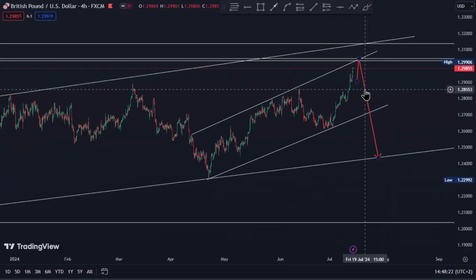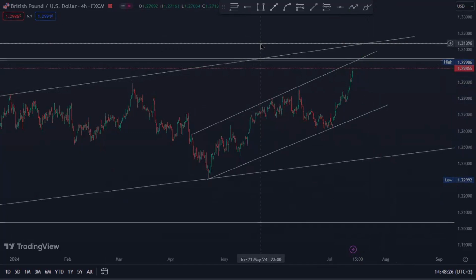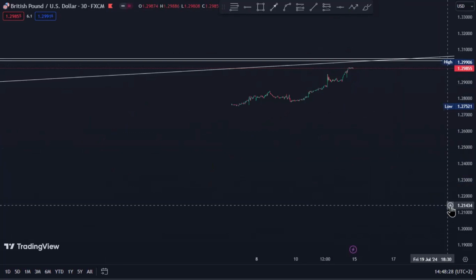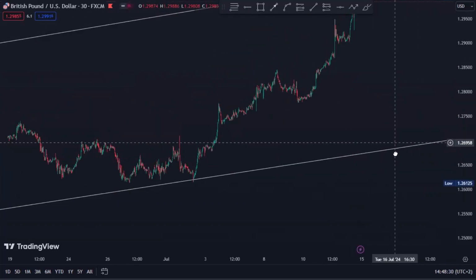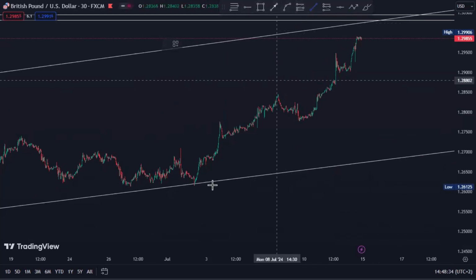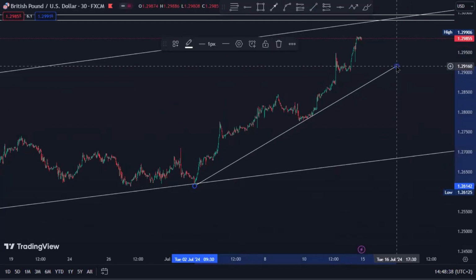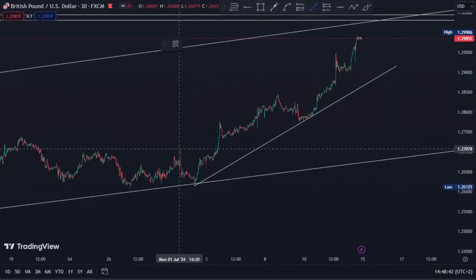And let's go deeper and also confirm again. Let's go to 30 minutes. You can clearly see on 30 minutes, we also have what? A reversal. This one also confirms, because no, guys, we are going down.